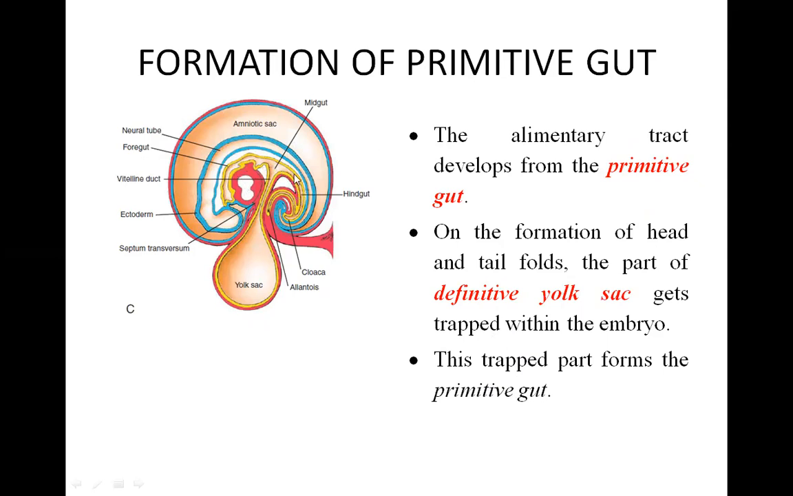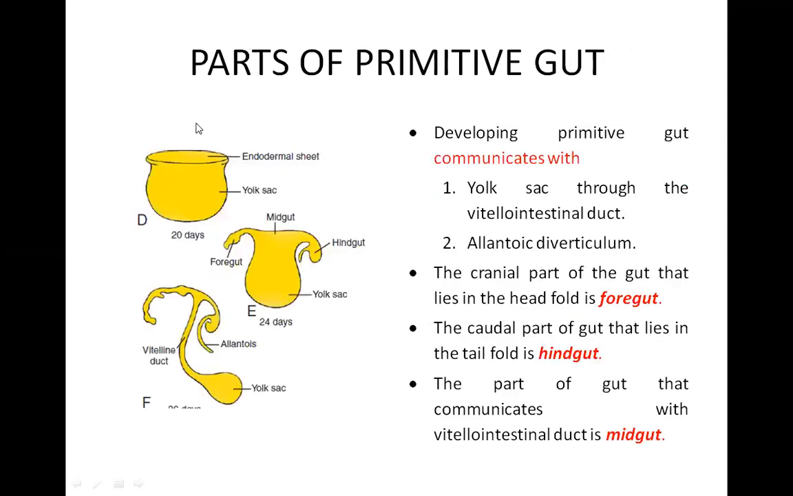So this primitive gut, it has been entrapped in the embryo because of the folding. So the alimentary tract, it develops from this primitive gut. So on the formation of this head fold, and this over here is the tail fold, the part of definitive yolk sac is trapped into the developing embryo. Now, what are the different parts of this primitive gut? The primitive gut communicates with the yolk sac through vitellointestinal duct and the allantoic diverticulum, which was given in the tail fold at the time of cephalocaudal folding.